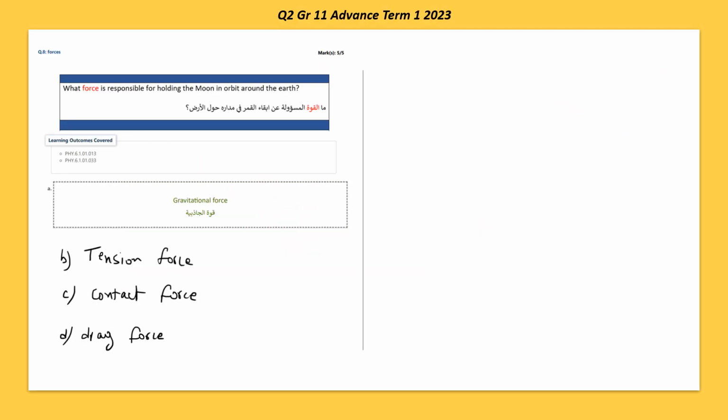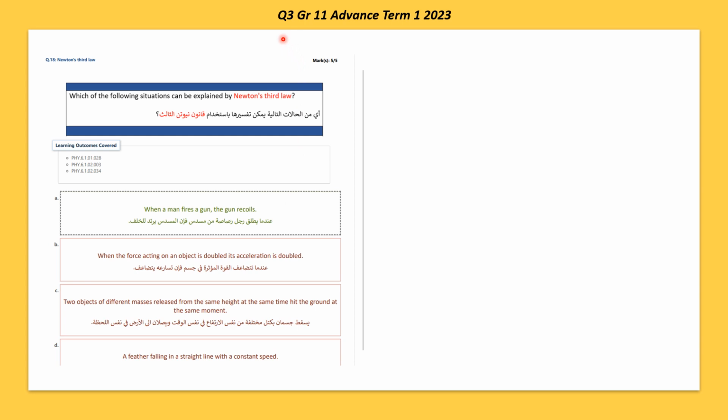Next. So, what force is responsible for holding the moon in orbit around the Earth? Of course, this is one of the easiest questions. It's not the drag force, it's not contact force, which is related to the friction. Tension force is related to a cable or a string. So, of course, here in this case, the gravitational force is responsible for holding the moon in orbit around the Earth.